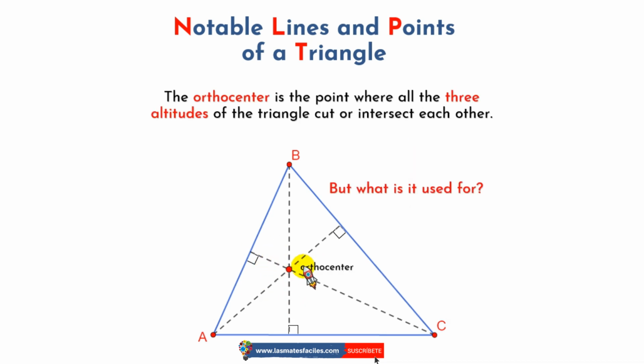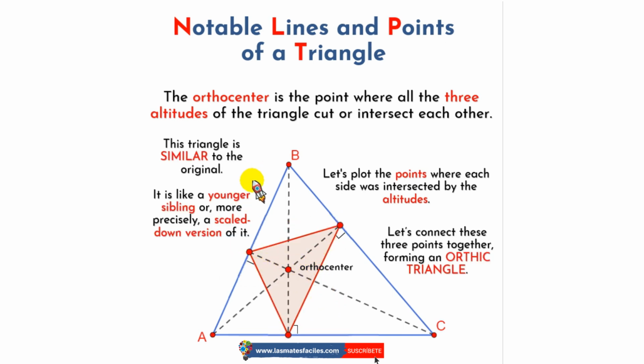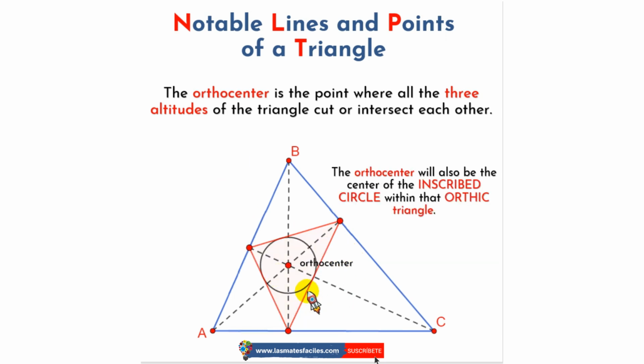What is the orthocenter used for? With these points, several things can be done. Let's see. I can take these 3 points and connect them. This new triangle is called the orthic triangle. The 2 triangles are similar, the small one and the large one. The orthocenter also allows drawing a circle inscribed within that orthic triangle. In this case, the orthocenter becomes the incenter of the small triangle.